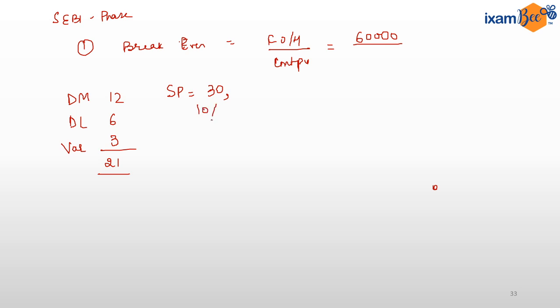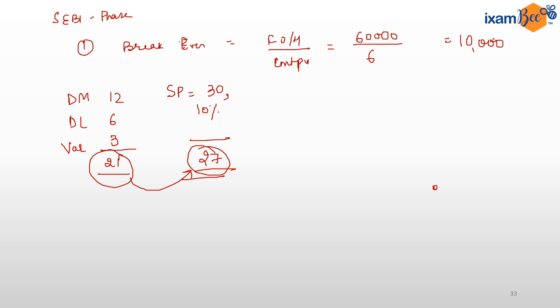But with a trade discount of 10%, we will be realizing 27, right? So when we deduct the variable cost from the selling price, we will be getting the contribution of 6, and in this way we got 10,000 units as the break-even units of output.